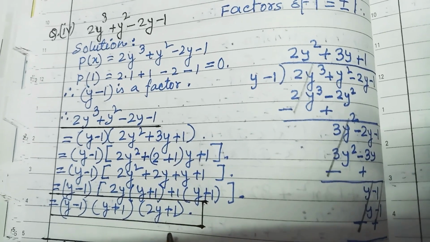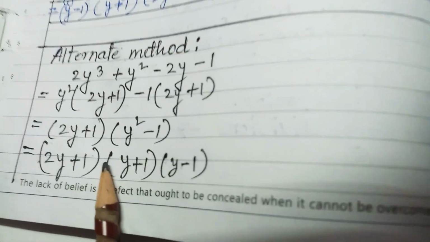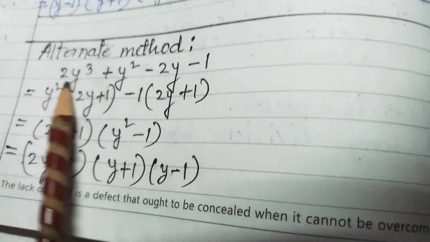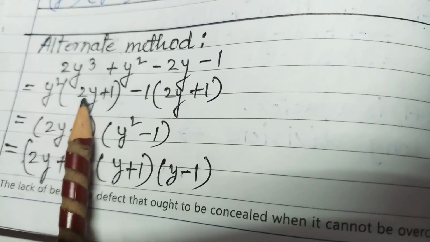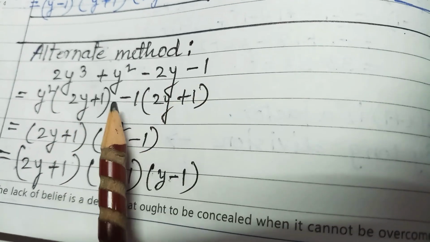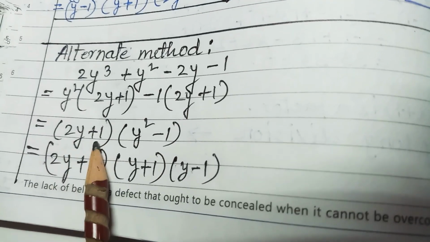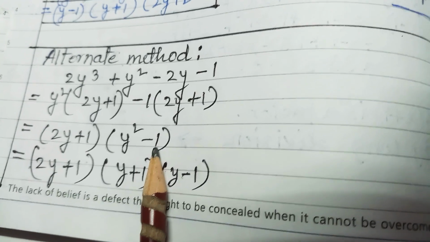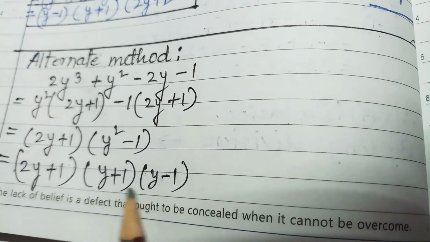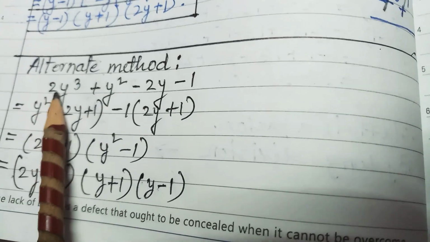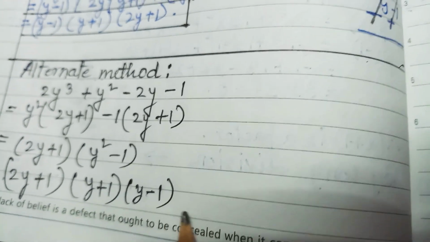Now check it. Now the last one, last part. Its alternate method you can do: out of these 2 terms you can take y square, and now it is 2y plus 1, and from here take minus 1, so it is 2y plus 1. Again 2y plus 1 is a common factor. y square minus 1 by a square minus b square is (a plus b)(a minus b). These 3 terms are the factors of this polynomial. Now thank you. This exercise is also complete.